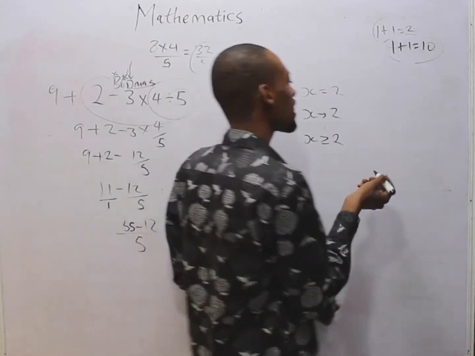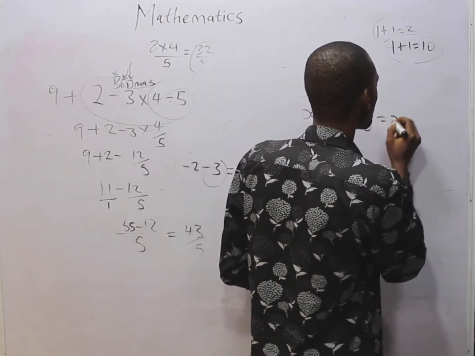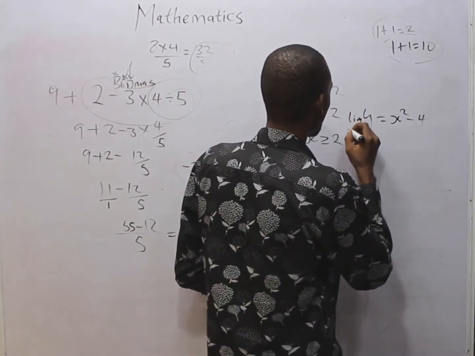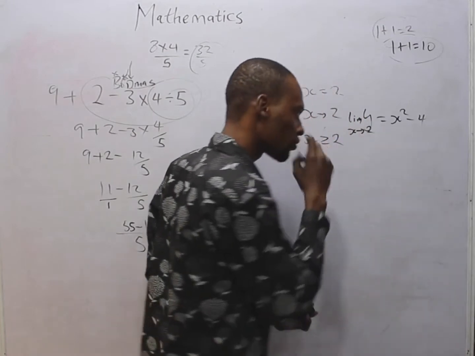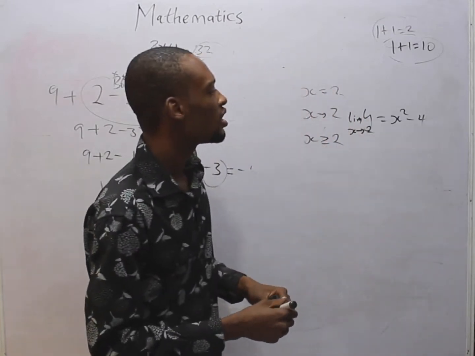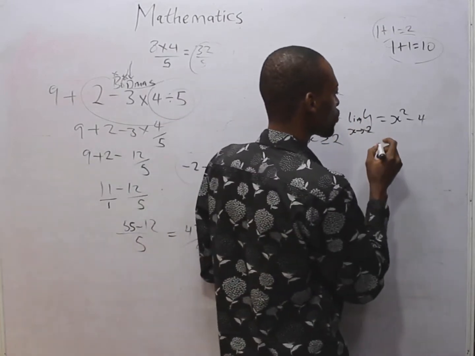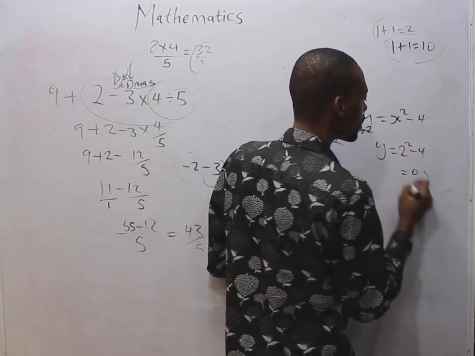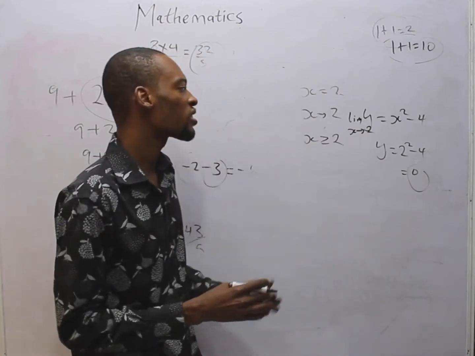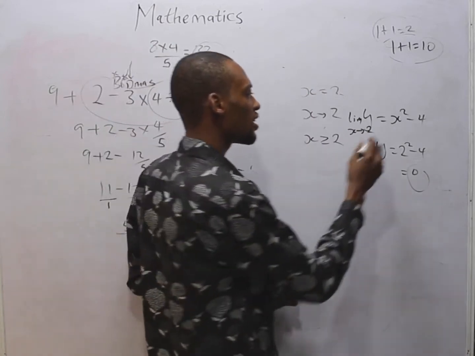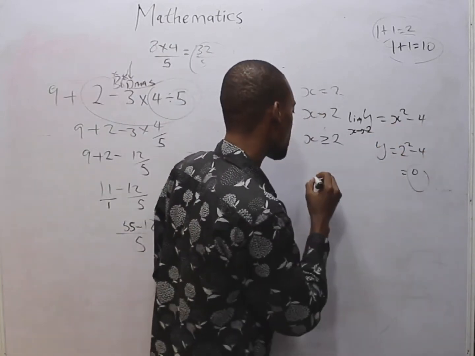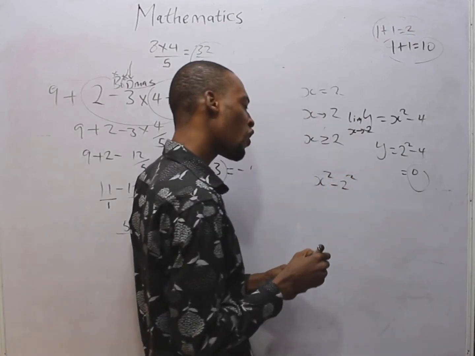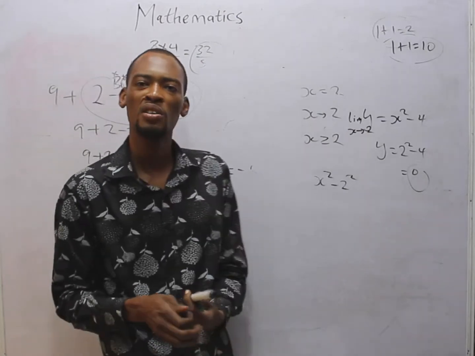For example, if you are given a limit question, y is equal to s squared minus 4, and you are told the limit as s tends to 2. In this case, if you say let s be 2, this will be y is equal to 2 squared minus 4. This will give you 0. But putting it in the lowest form, s squared minus 4 is the same thing as s squared minus 2 squared, because 4 is 2 raised to the power of 2.